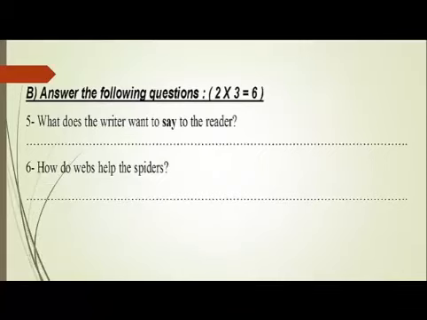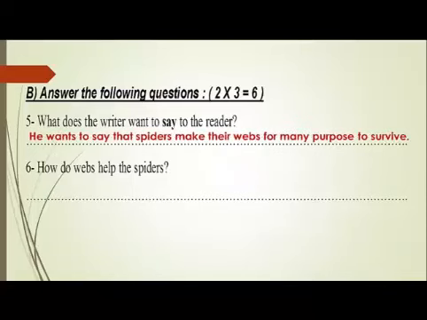The second group of questions for this comprehension passage. Number 5. What does the writer want to say to the reader? What do you think? He wants to say that spiders make their webs for many purposes to survive.